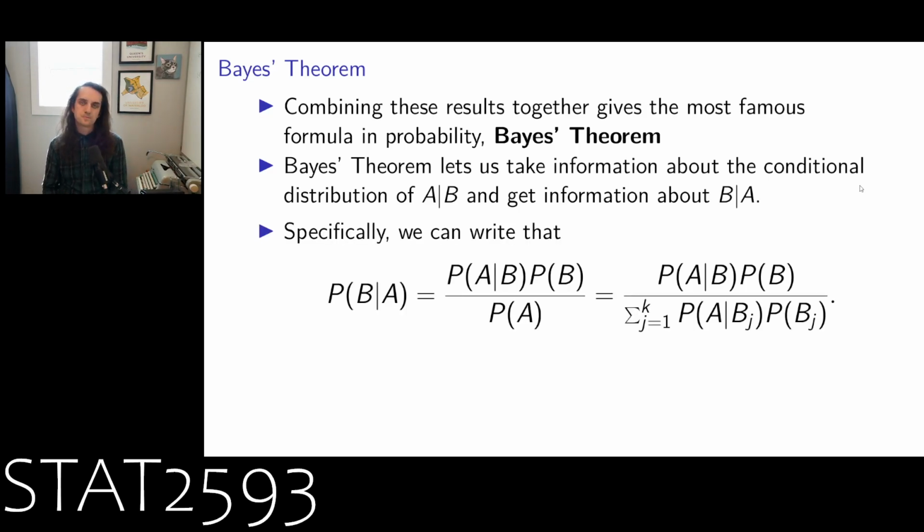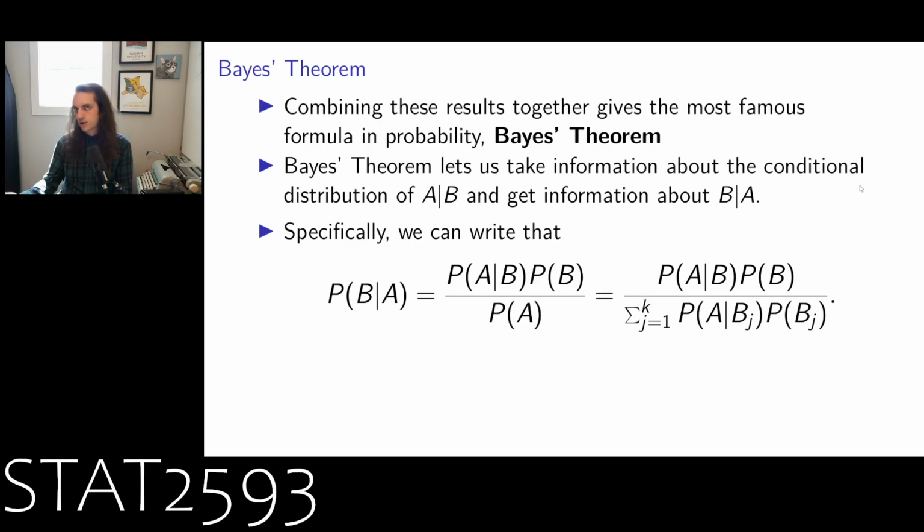We can write down this formula and say that the probability of B given A is equal to the probability of A given B times the probability of B, divided by the probability of A. You can work out why this has to be the case just by using our multiplication rule. The second equality replaces the probability of A in the denominator with the law of total probability, because oftentimes when we're trying to apply Bayes' theorem, we're going to want to use that partition breakdown trick. So when might we use this?